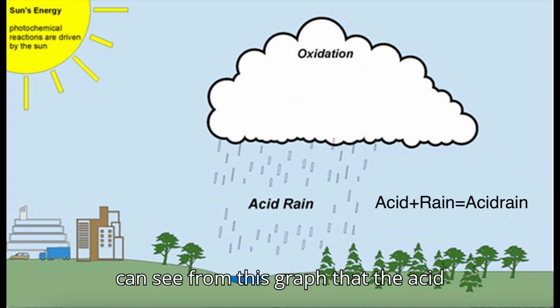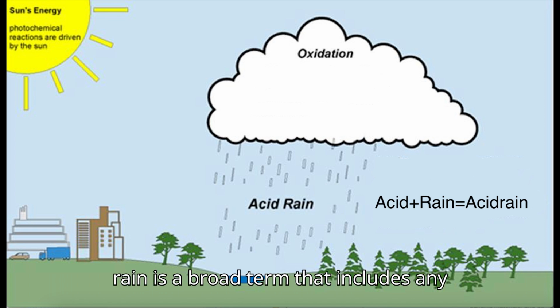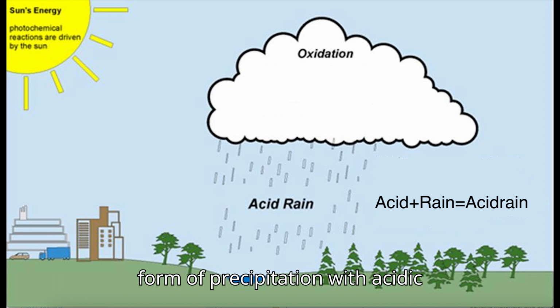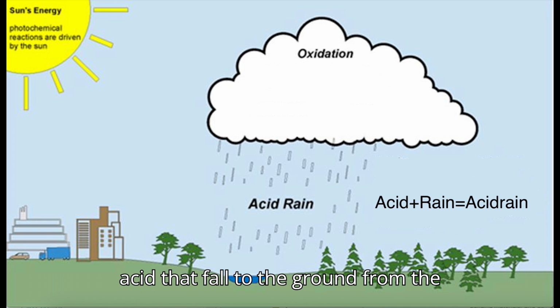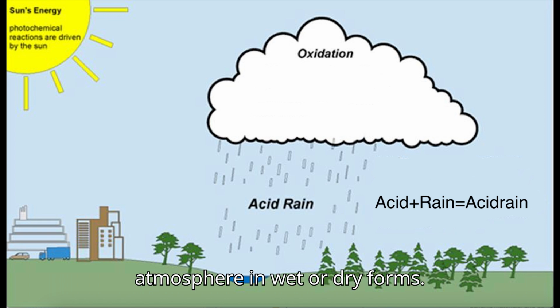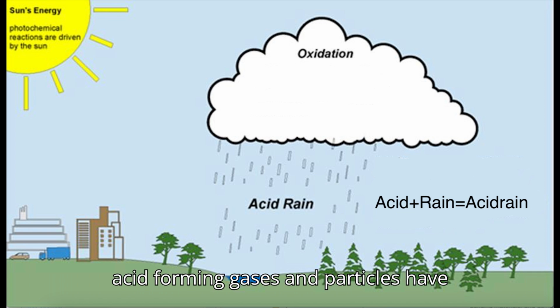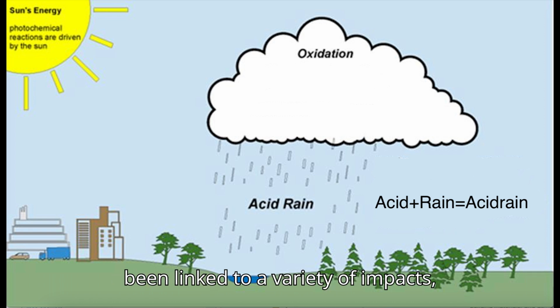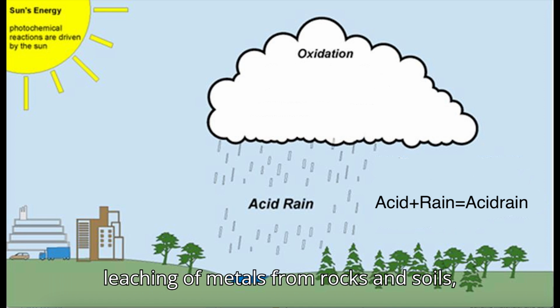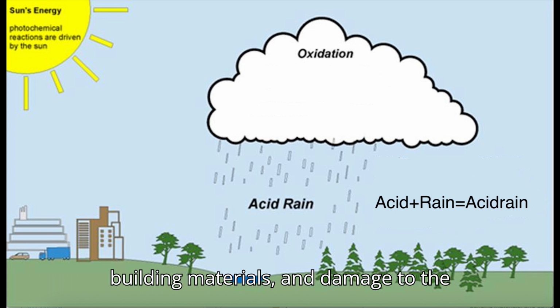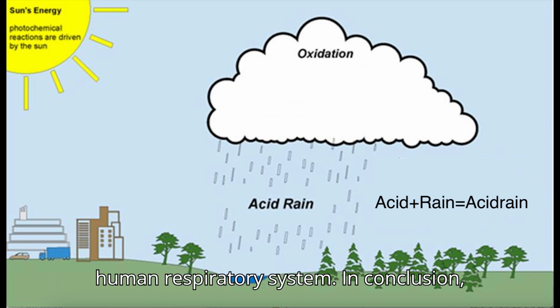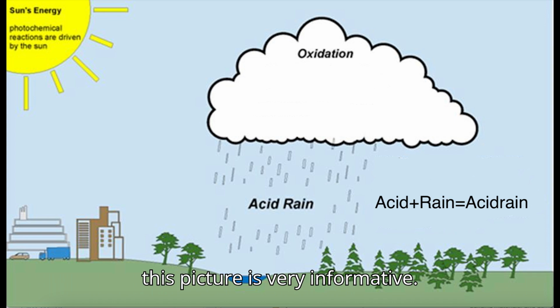You can see from this graph that acid rain is a broad term that includes any form of precipitation with acidic components, such as sulfuric or nitric acid, that fall to the ground from the atmosphere in wet or dry forms. You can see from this graph that the acid-forming gases and particles have been linked to a variety of impacts, including forest decline, accelerated leaching of metals from rocks and soils, the decay of limestone, marble, and other building materials, and damage to the human respiratory system. In conclusion, this picture is very informative.